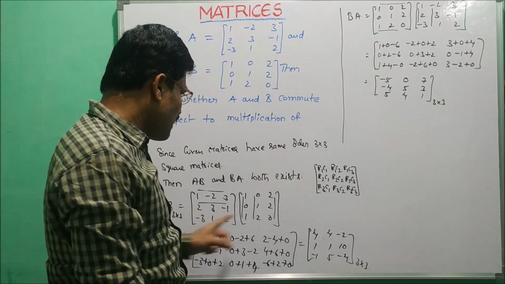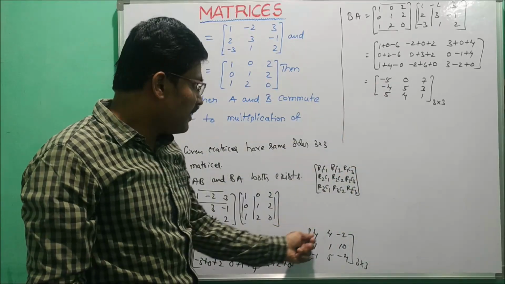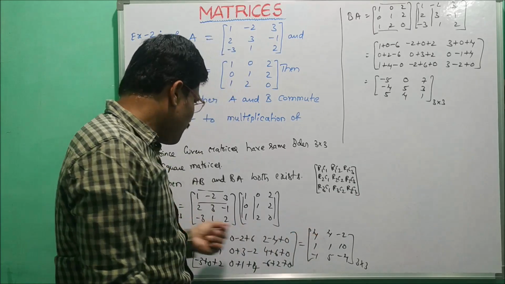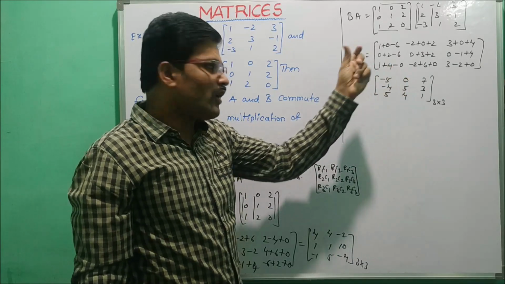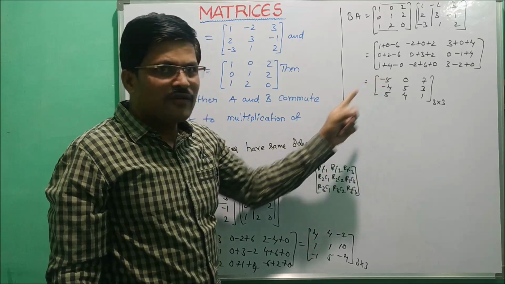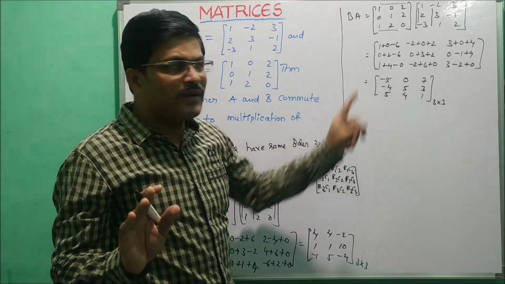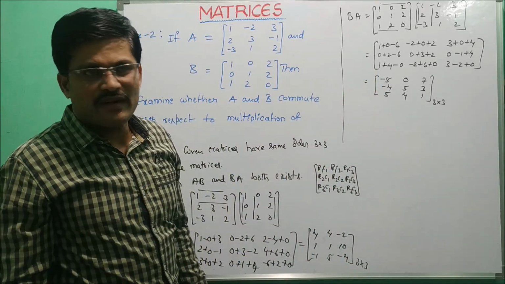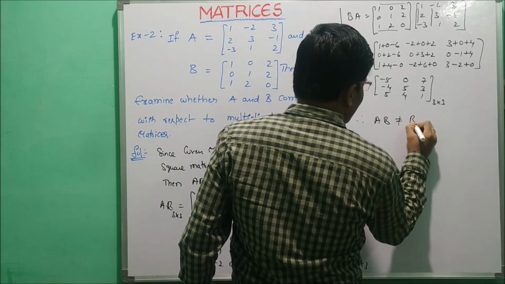Clearly we have to observe AB and BA. Here the orders are same, but entries are different. First we observe the first row, first element. In the matrix AB, the first element is 4. In BA, the first element is minus 5. So here we check whether the remaining elements are equal or not. The first element is not equal, the remaining elements are equal. So therefore these matrices are unequal matrices. So therefore AB is not equal to BA.